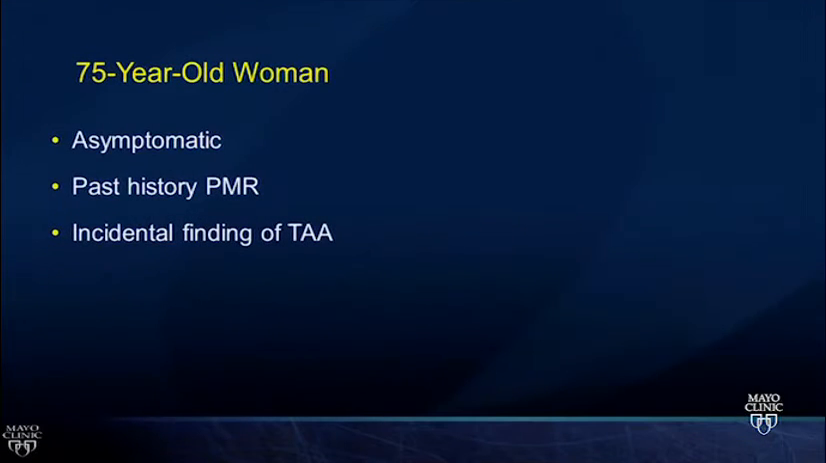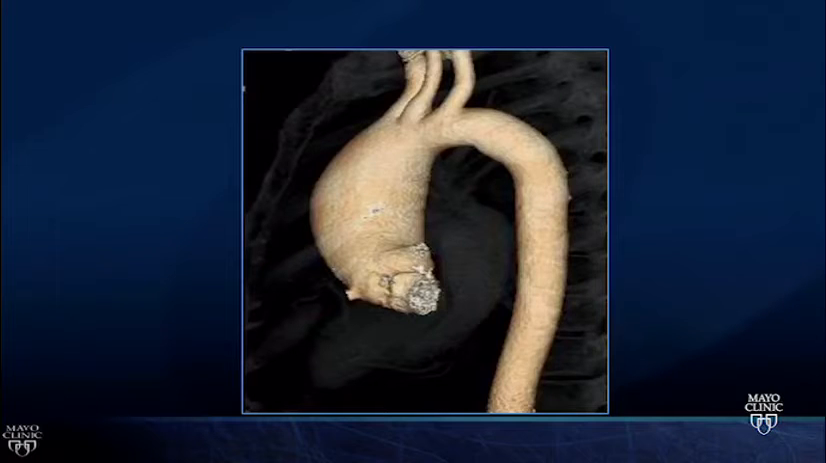Okay, a 75-year-old woman is asymptomatic, has a past history of polymyalgia rheumatica, and an incidental finding of a thoracoabdominal aneurysm. This is what it looks like.